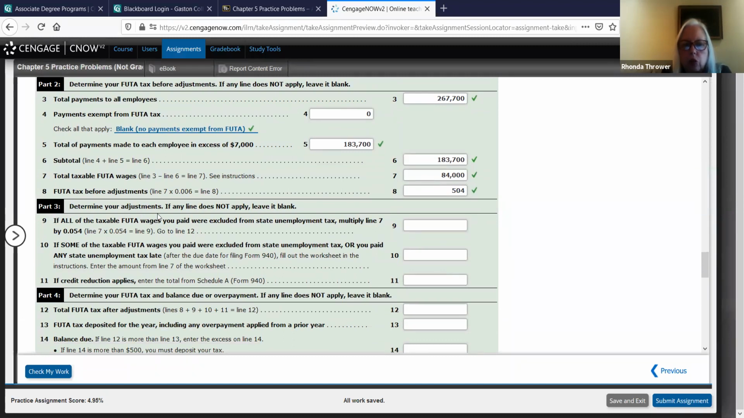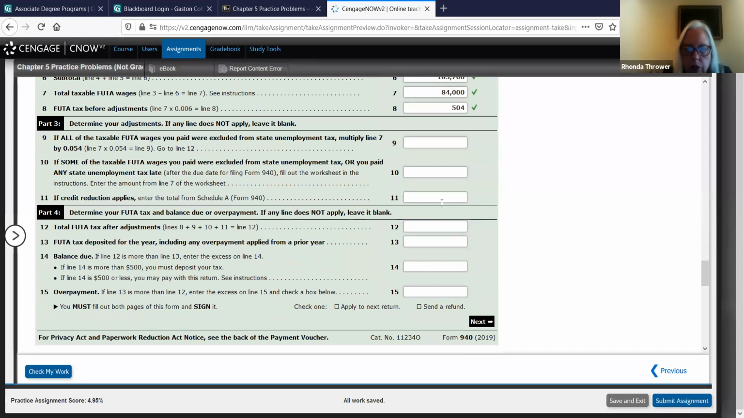It says determine your adjustments. If any line does not apply, leave it blank. And none of this applied to us. They weren't a credit reduction state, so we didn't have to fill in line 11 or any of this. Determine your FUTA tax and balance due or overpayment. If any line does not apply, leave it blank. The total FUTA tax after adjustments is still going to be $504. There were no adjustments here.